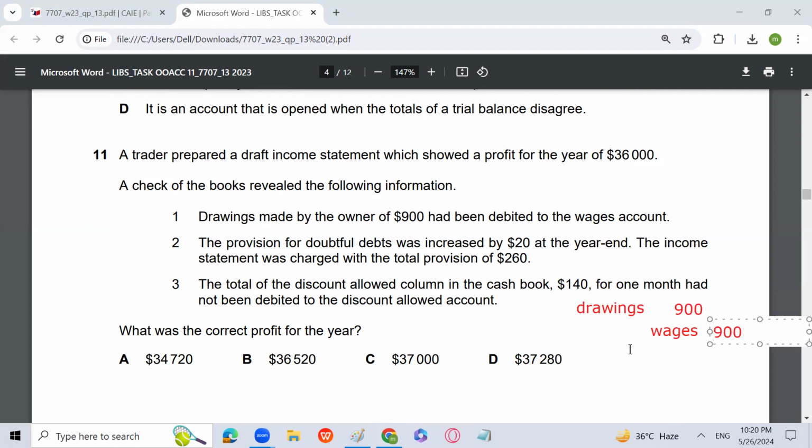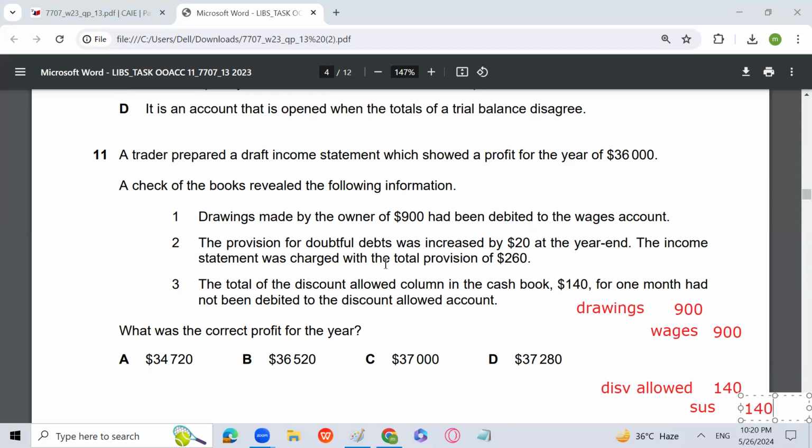The last entry is that the discount allowed column has not been debited to the discount allowed account. That's quite simple. We will debit the discount allowed column and suspense will come, right? And the amount will be 140 because no other side is given. So when no other side is given, we will definitely go for suspense.